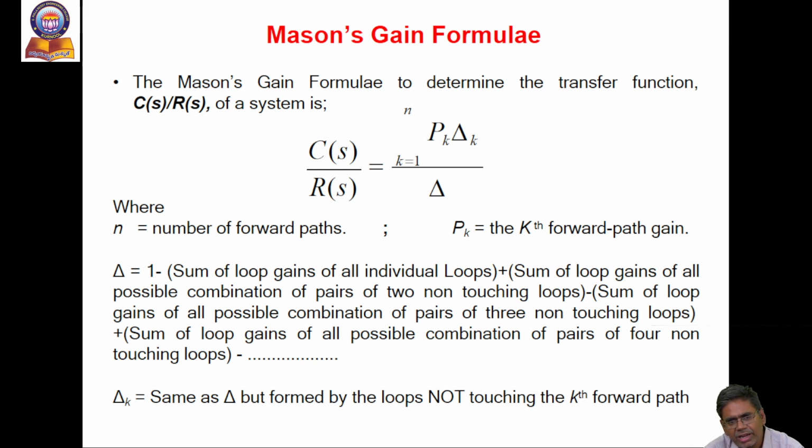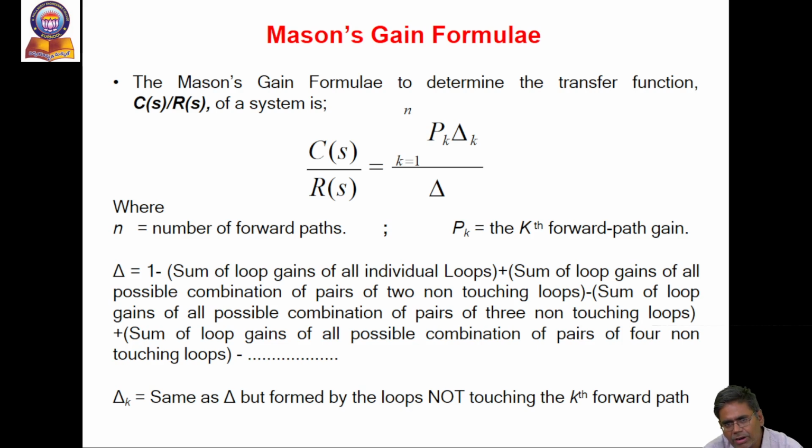Delta is defined as 1 minus the sum of the loop gains of all individual loops, plus the sum of the loop gain products of all possible pairs of two non-touching loops, minus the sum of the loop gain products of all possible combinations of three non-touching loops, plus the sum for four non-touching loops, and so on. That is delta, the determinant of the graph. Delta k is the same as delta, excluding the loops touching the k-th forward path.